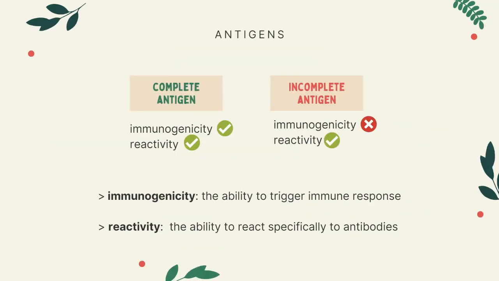There are two important characteristics of antigens, which are immunogenicity and reactivity. Immunogenicity is the ability to trigger an immune response by stimulating production of a specific antibody, while reactivity is the ability to react specifically to the antibodies or cells it provokes. Strictly speaking, immunologists define antigens as substances that have reactivity. Substances that have both immunogenicity and reactivity are considered complete antigens, but if the substances only have reactivity but no immunogenicity, they are considered incomplete antigens.